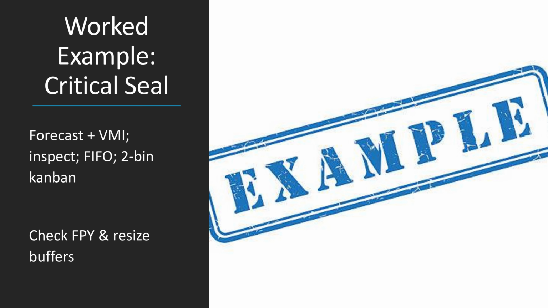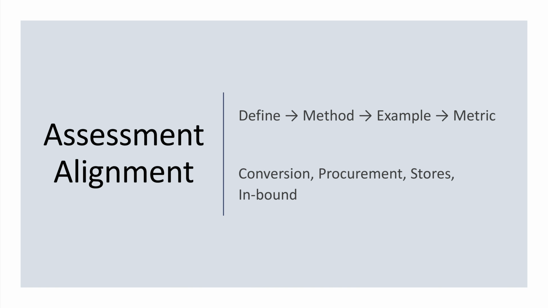I now connect today's content to your assessments and to the exact outcomes we targeted. Let's take a look. Summative questions ask you to discuss and explain production as conversion, procurement and distribution, stores and inbound logistics. In your answers, use plain language, define the key terms, give one plant example, and show at least one control or metric you would use.